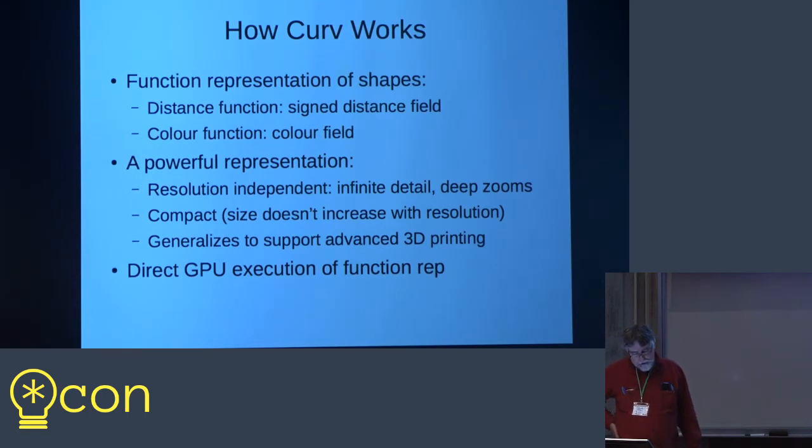Shapes can be infinitely detailed. They can be infinitely large. There's a wide range of shapes and color patterns that can be described exactly using mathematics instead of an approximation like a voxel grid or a triangle mesh. And if you're interested in fractals, distance functions are the preferred representation for fractals. They're really the only representation that supports deep zooms into 3D fractals in real time. Function representation can be directly executed on the GPU, and this is how Curv renders shapes in animations, and that's why that animation was so smooth.